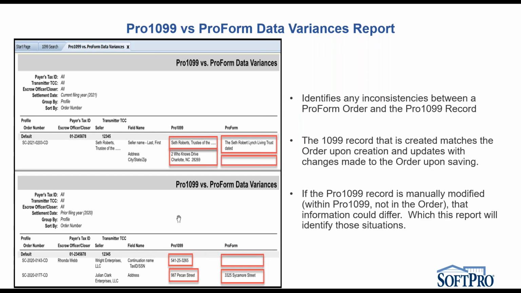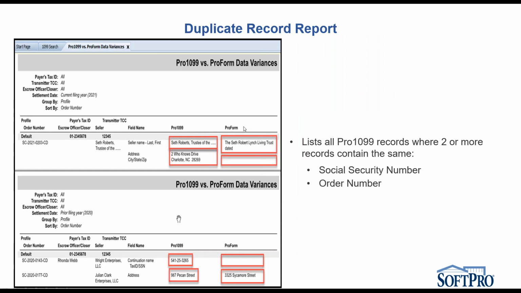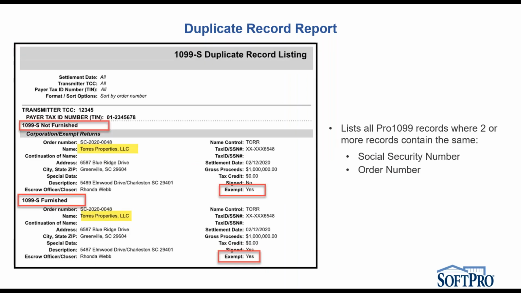All right, so our duplicate report is one that we generally tell customers to use, and the duplicate report is basically just that. It's looking at anything that has the same social security number and/or order number. And within Select, so Classic guys, you don't have to worry about this one, but in this one you can see that I have Torres Properties, same order number, same social security number.